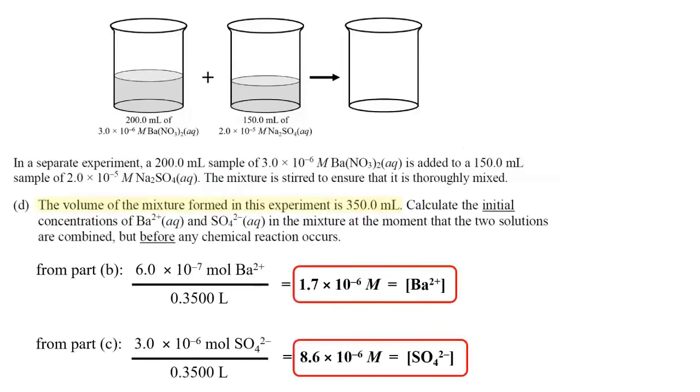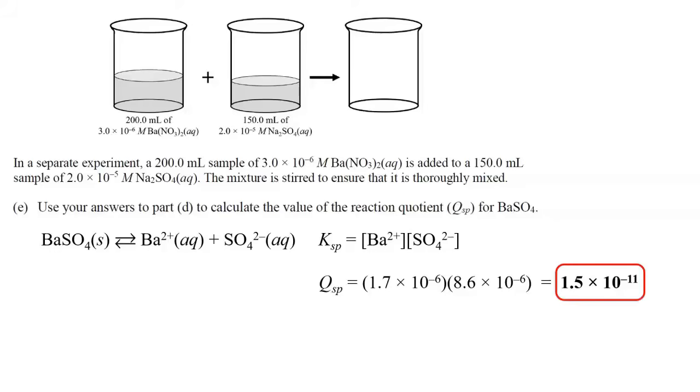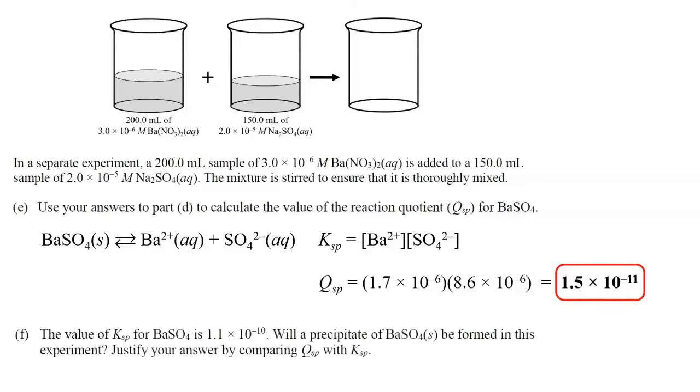So the answers to part D were the following numbers: 1.7 times 10 to the negative 6 for the concentration of barium, and 8.6 times 10 to the negative 6 moles per liter for the concentration of sulfate. We multiply them together, concentration of barium times concentration of sulfate. I'm calling this Q, so QSP for this moment in time, and I get 1.5 times 10 to the negative 11. So that is my value for the reaction quotient QSP. Let's compare that to the value of KSP.